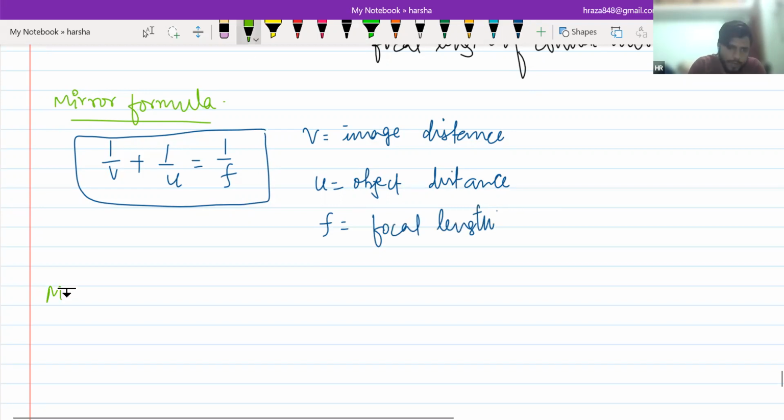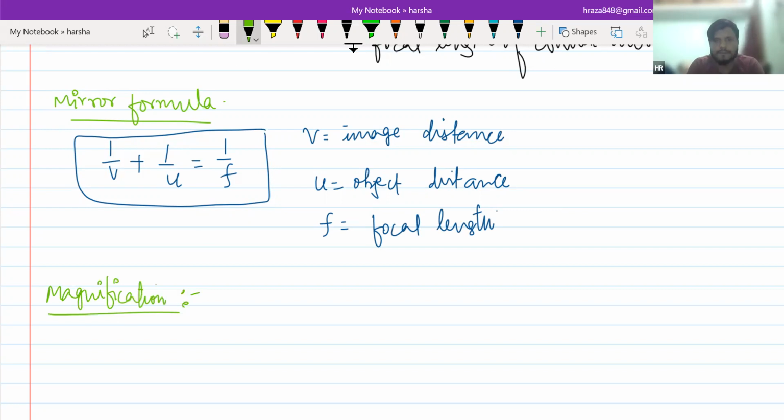Now going for magnification. Magnification gives the relative size of the image with respect to the object. How much the image is larger or smaller, that is given by magnification.